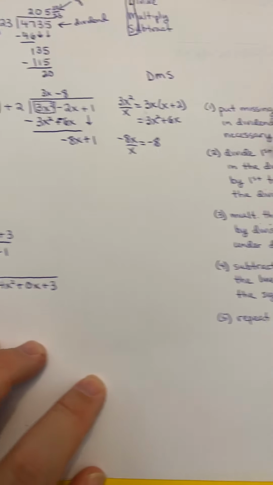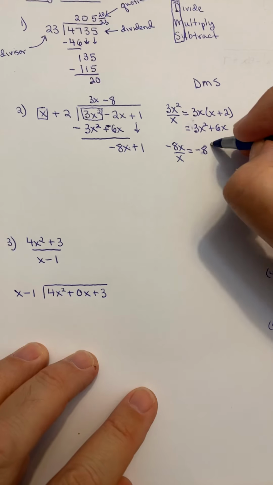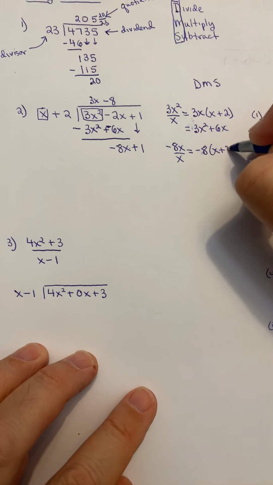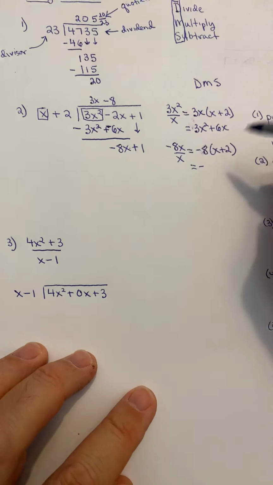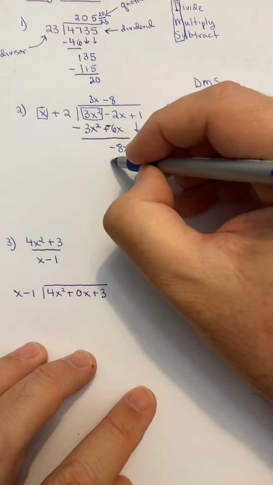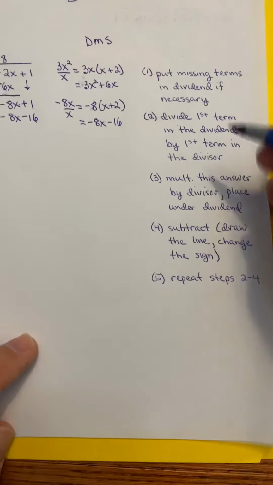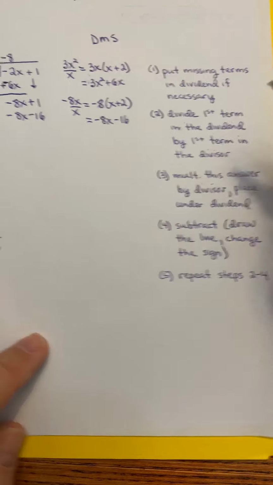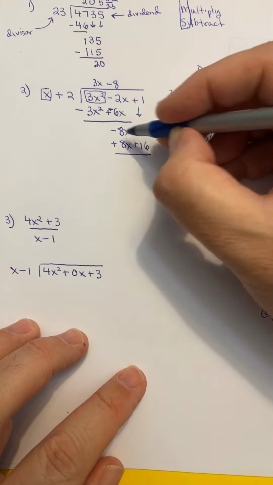And I follow the next step. Multiply this answer by the divisor, x plus 2, and I'm going to place that underneath this number here. So negative 8x minus 16. And then subtract: draw the line, change the signs. Those cancel out.